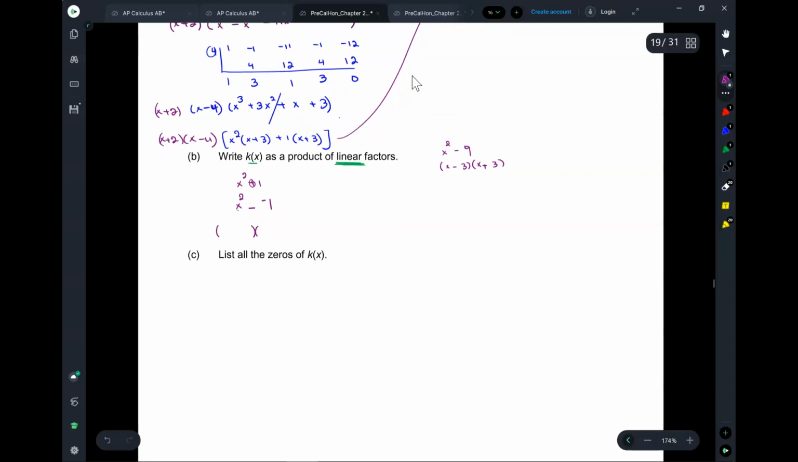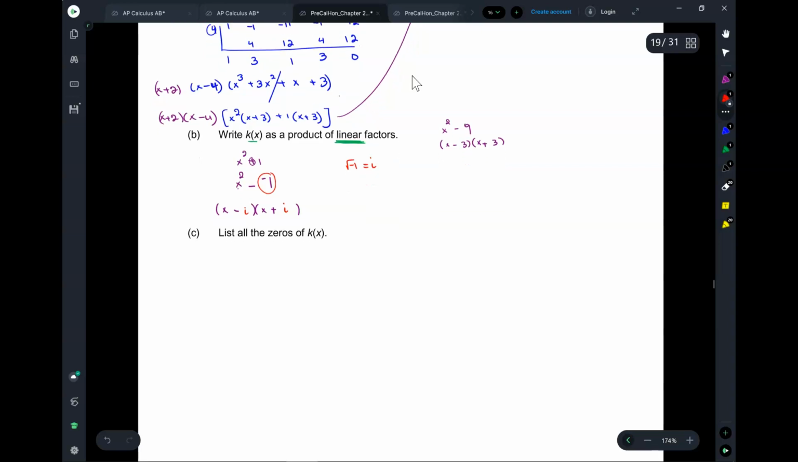So what I'm going to do, same way, take the square root of the x squared. I get x, x, minus plus. Now I need the square root of negative 1. And what is the square root of negative 1? i. So that's plus or minus i.